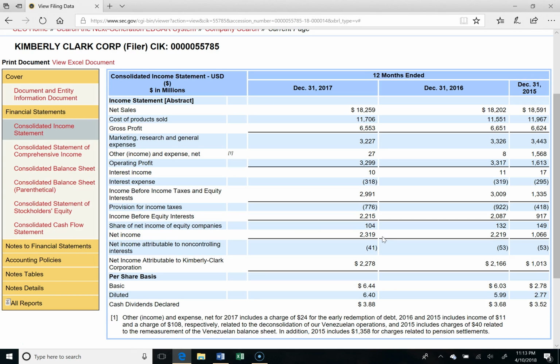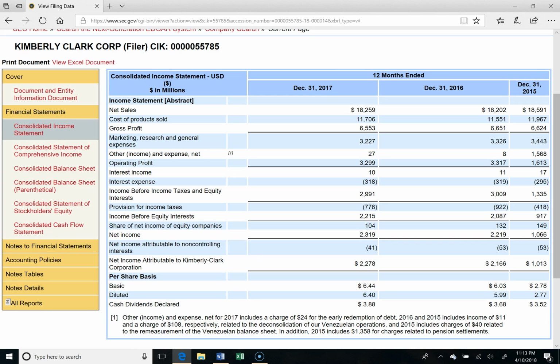Question 1D asks you to reconcile operating income to net income. Here we see operating income of 3,299 is increased by 10 million of interest income and decreased by 318 million of interest expense and 776 million in income tax expense. The company also reports share of income of equity companies, right here, of 104 million.